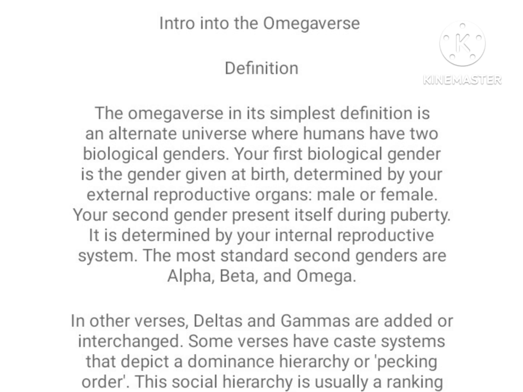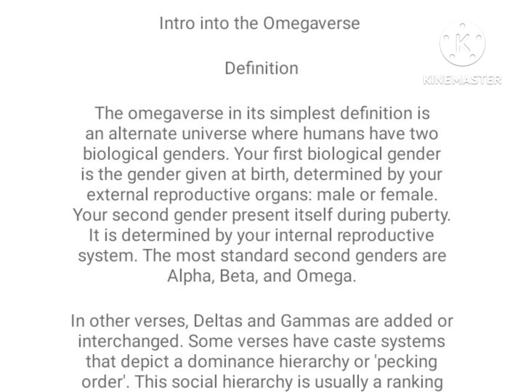Intro into the Omegaverse. Definition. The Omegaverse, in its simplest definition, is an alternate universe where humans have two biological genders. Your first biological gender is the gender given at birth, determined by your external reproductive organs, male or female. Your second gender presents itself during puberty.